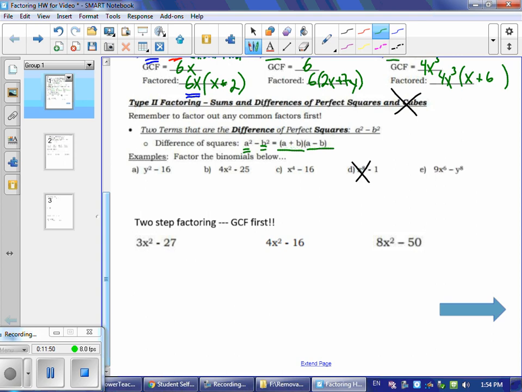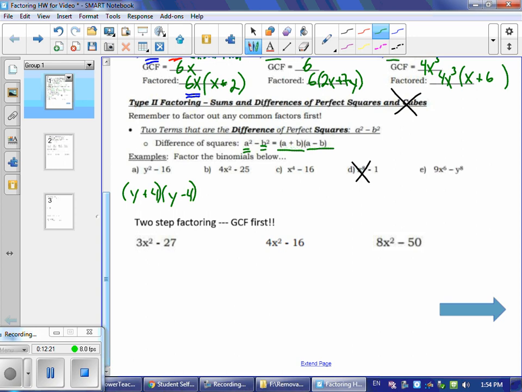The minus sign in the middle means that we now have a difference of perfect squares. If that's the case, it will always be the square root of the first one, the square root of the last one, and then one plus, one minus. Always. y plus 4, y minus 4. Order doesn't matter. You could have written y minus 4, then y plus 4. That doesn't make any difference.